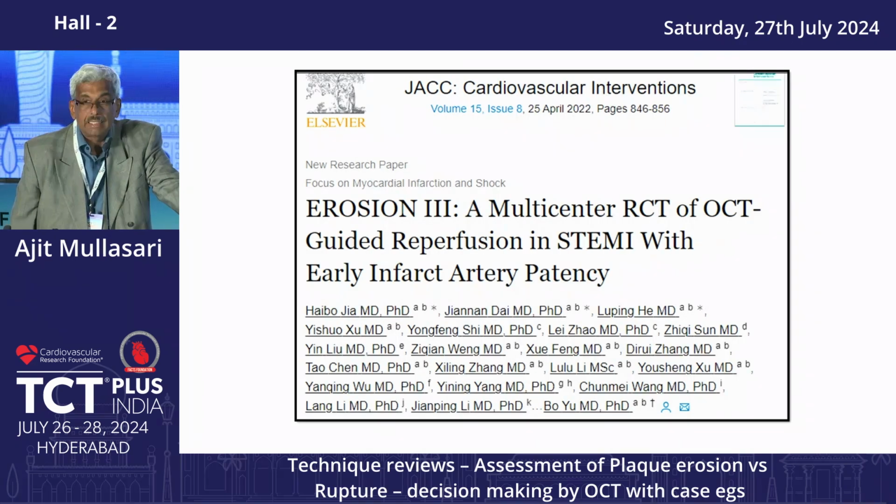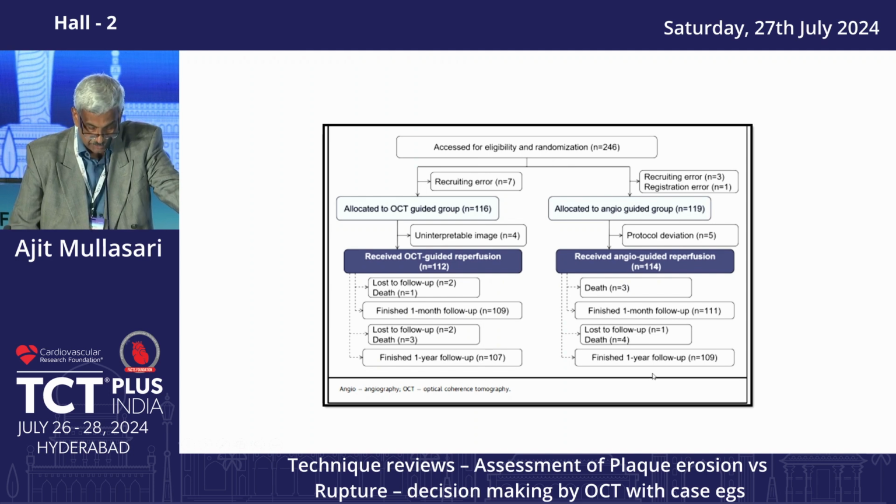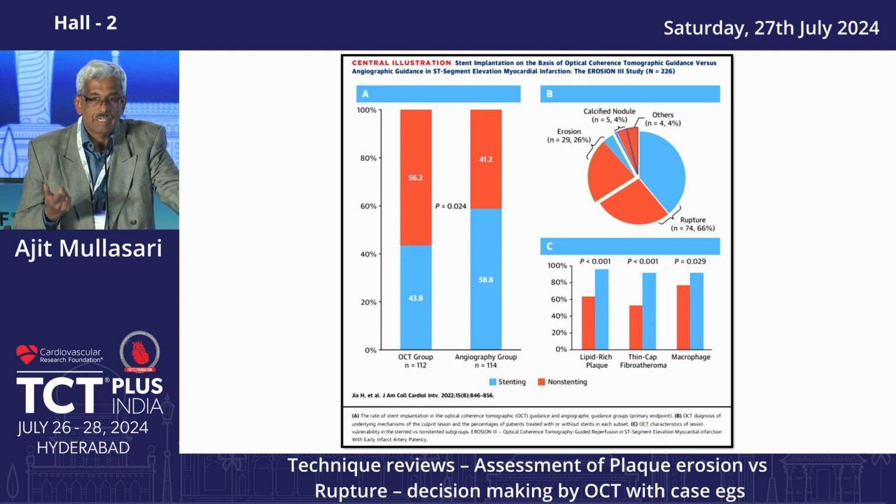This is the multi-center randomized trial which was published last year in JACC Cardiovascular Interventions, with OCT-guided reperfusion versus angio-guided reperfusion. It finished 1-year follow-up, with no difference in outcomes. More stents were implanted in the angiographic-guided arm than the OCT-guided arm. So you're putting in unnecessary stents, which will cause problems in the long run. At 1 year, no MACE change.